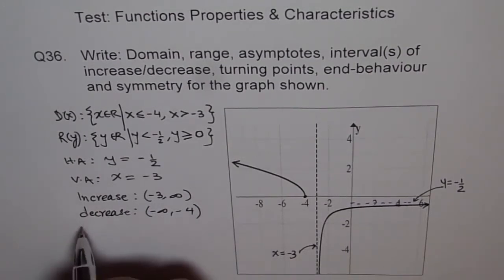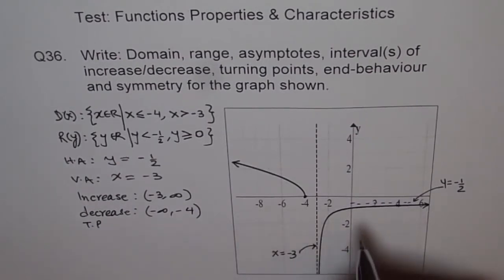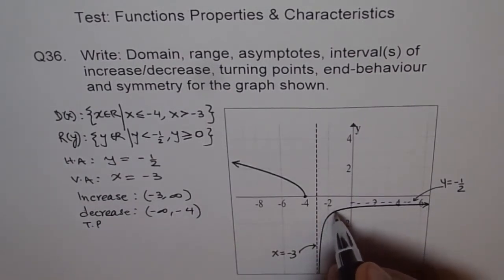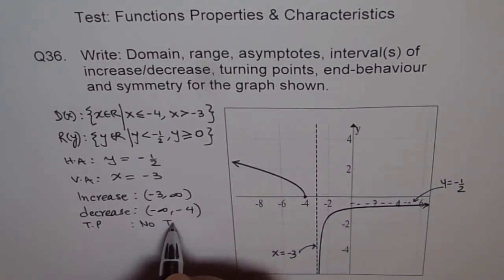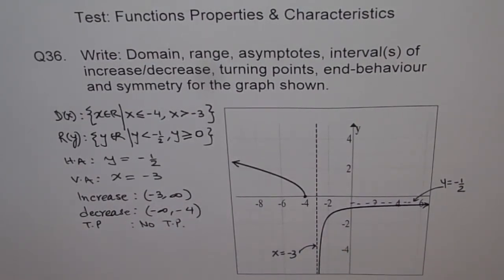Now turning points. Do we have any turning points? It really doesn't turn here. It just moves on and on, right? So we say no turning points, okay? No turning points. Nil. Don't write 0 or anything. Just write no. Be specific. 0 is not wrong here though.